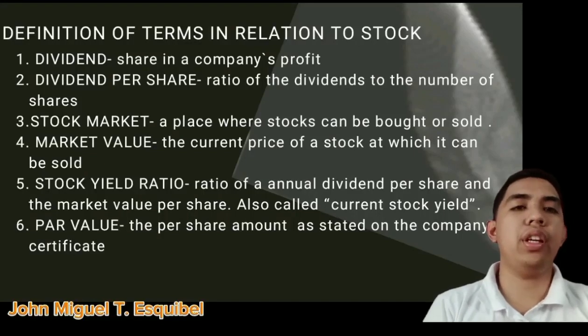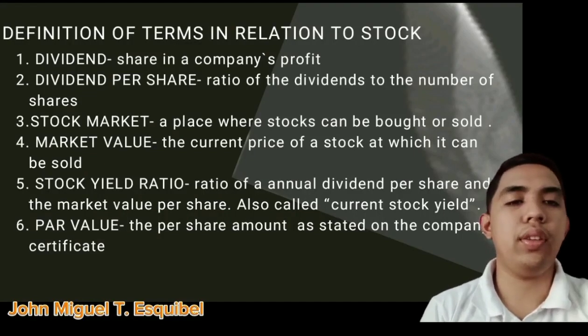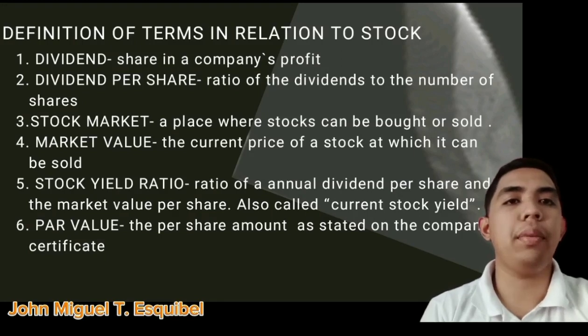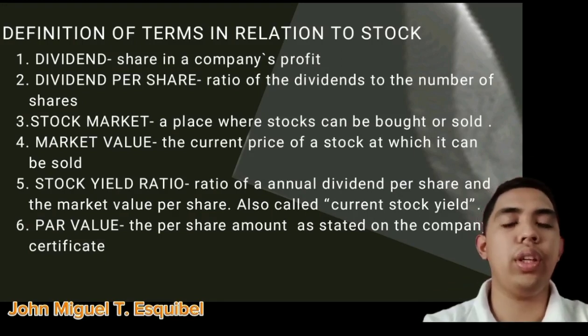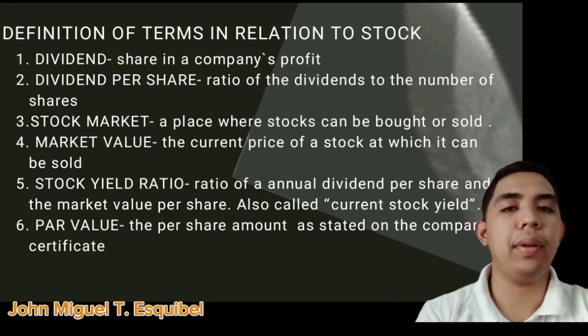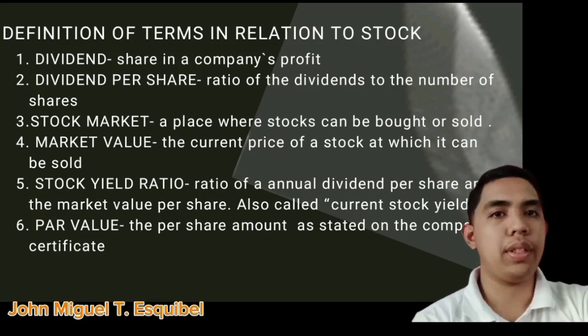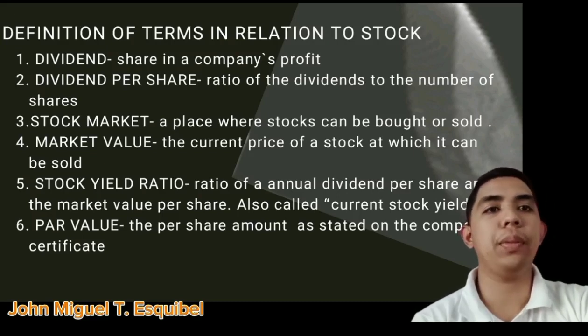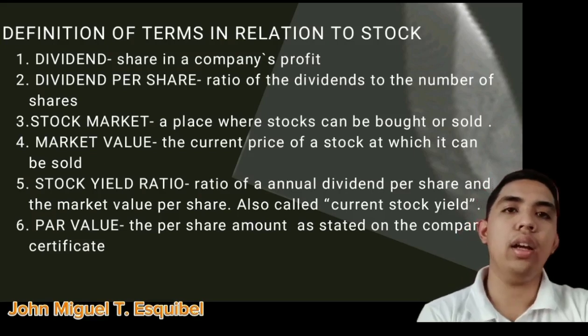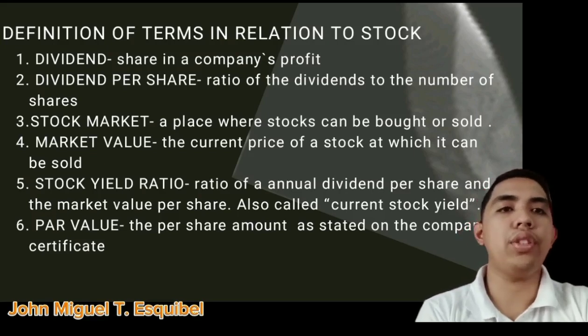Definition of terms in relation to stock. So first is dividend. It is a share in the company profit. Ibig sabihin, ito yung kita mo depende doon sa kita ng company. Second is dividend per share. It is a ratio of the dividends to the number of shares. Ibig sabihin, ng ratio, ito yung fraction between the dividends at shares. Kumbaga, i-divide mo lang yung number of shares.